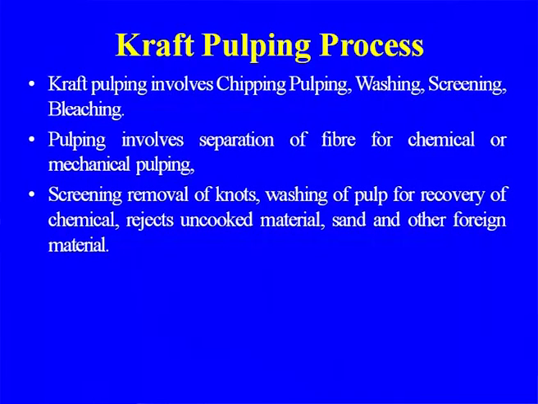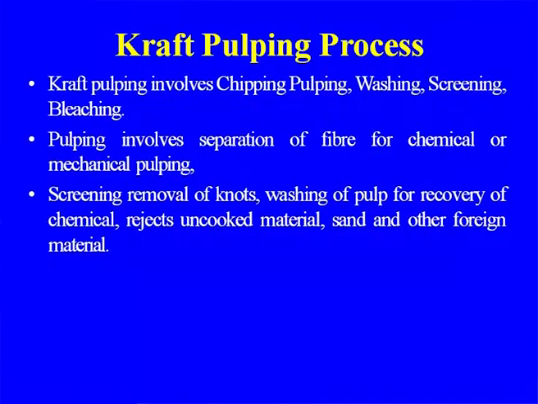Kraft pulping involves first stage the chipping, second the pulping, washing, screening, and then finally bleaching of the pulp. Pulping involves separation of the fiber by chemical or mechanical means. In case of mechanical pulping, we now use steam or pre-steaming of the chips, or sometimes we also add some alkali, but what actually takes place is the separation of the fiber from the chips.